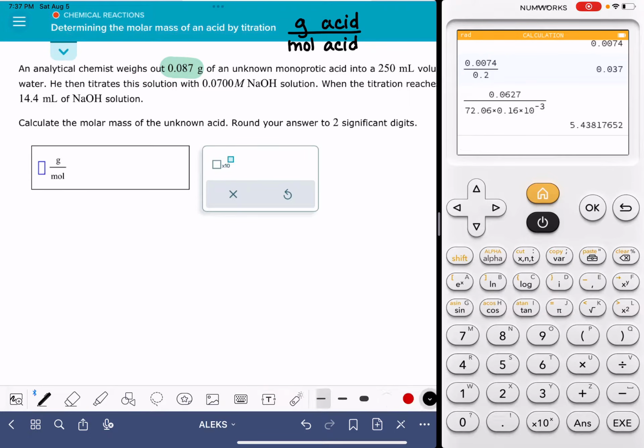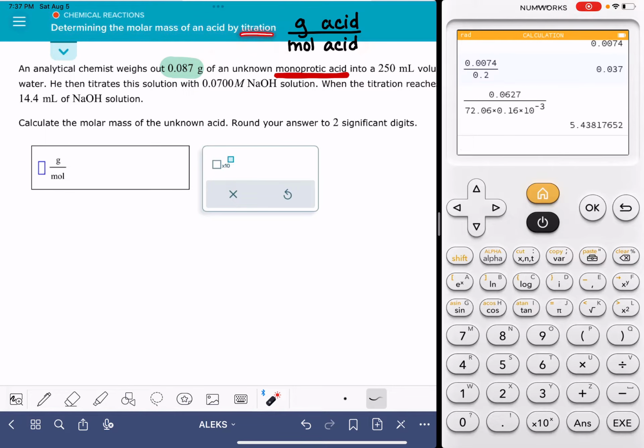Now, one of the things that ALEKS is going to do in this problem is describe the acid as being either monoprotic, diprotic, or triprotic. Pay attention to that. That's going to be really essential information. We'll need to use that while we're solving the problem. As I said, the number of grams of the acid is given to you in the problem, and our job is to figure out how many moles of acid we have.